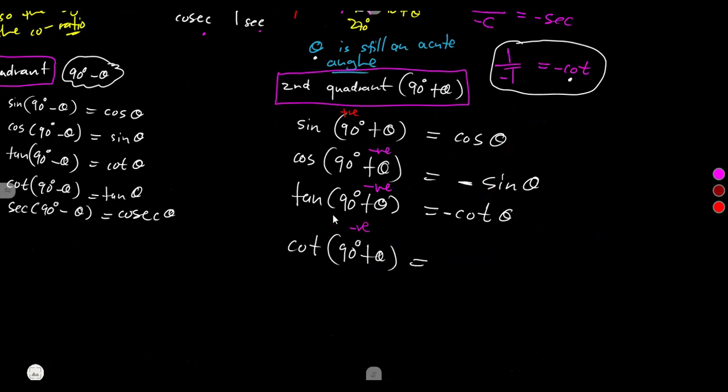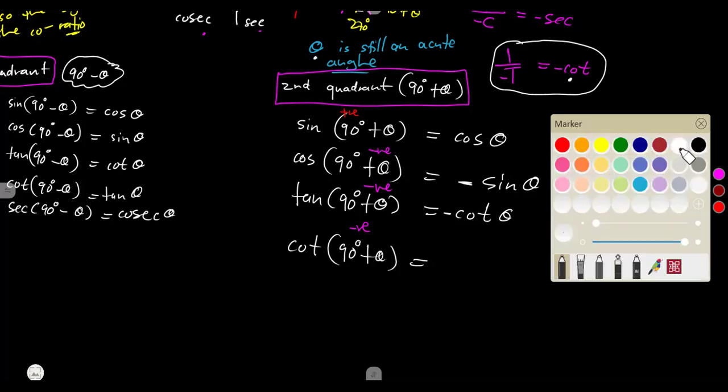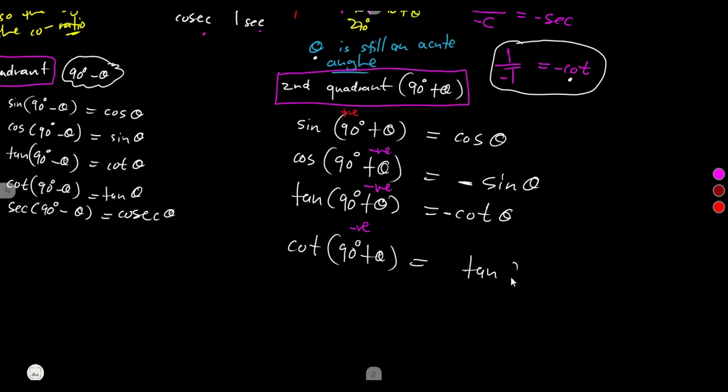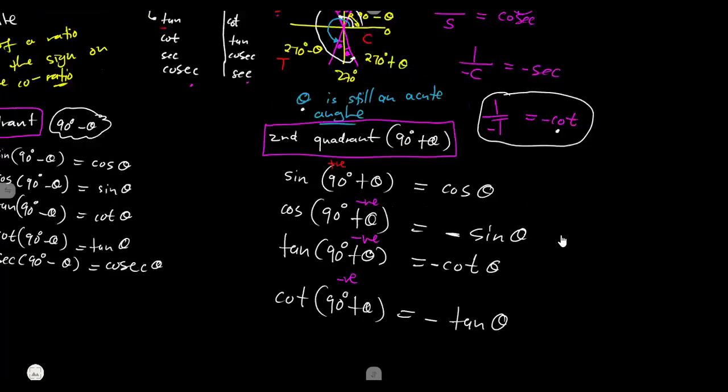So its corresponding co-ratio, remember, cot changes to tan. So it was going to be a tan here. But having the sign of the ratio as the sign of the corresponding co-ratio. So that was the concept there that you're going to ask yourself just like that.